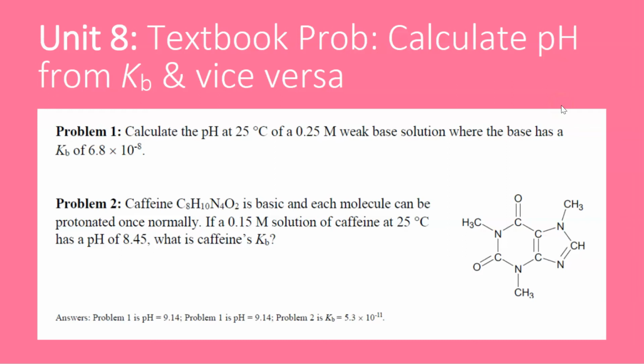Hi all. Why don't we try another set of textbook problems, but this time approaching it from the base point of view. So we are going to be using Kb, the basicity constant, and it looks like they're still going to give us pH. No, we have to calculate pH, but instead of calculating the pH of an acidic solution, we're calculating the pH for a basic solution. In problem 2, they gave us caffeine, which acts as a base, and now they're asking us for the Kb. So we are going to calculate pH from Kb and vice versa.